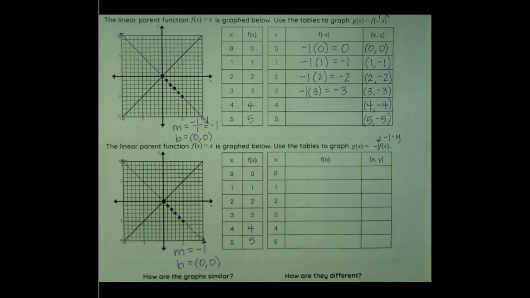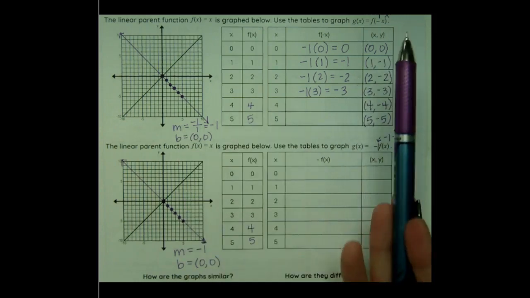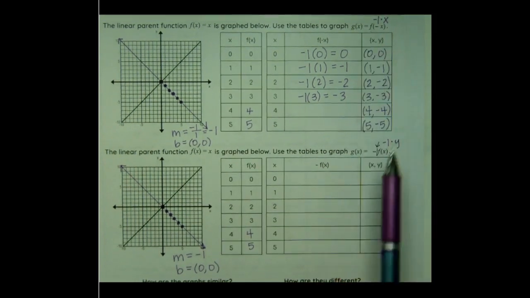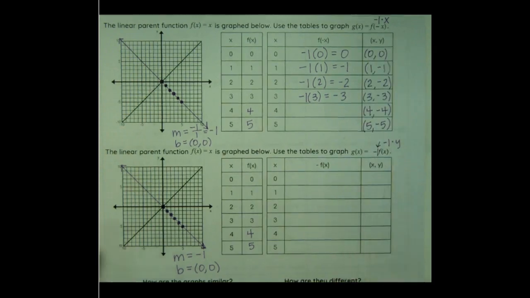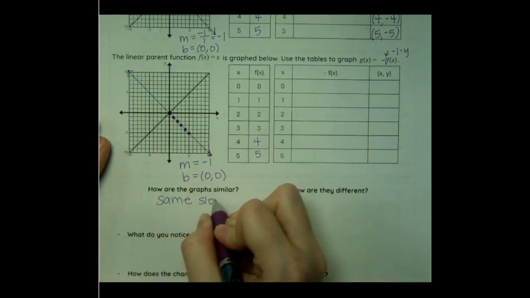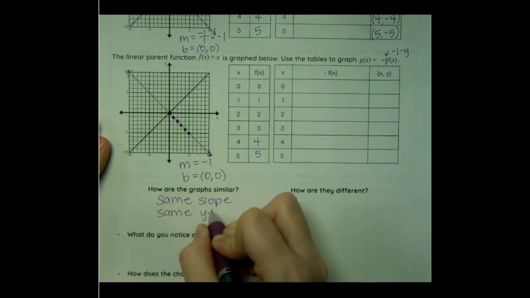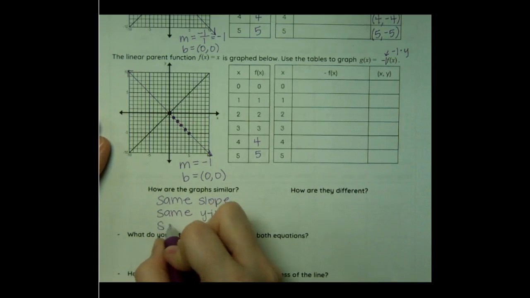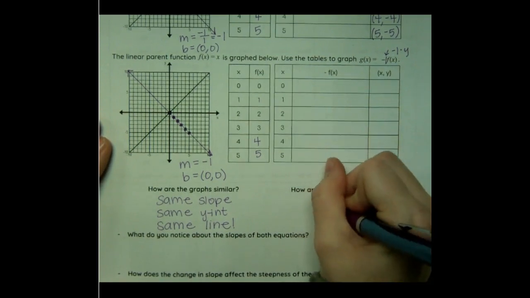Okay, looking at these two graphs, they are exactly the same. So it didn't matter if the negative 1 was on the inside or outside. It was the same. So how are these graphs similar? Same slope, same y-intercept, same line. How are they different? Well, they're not.